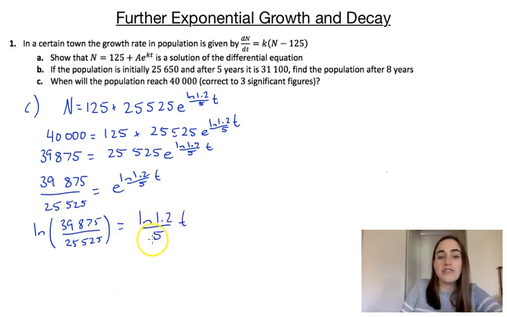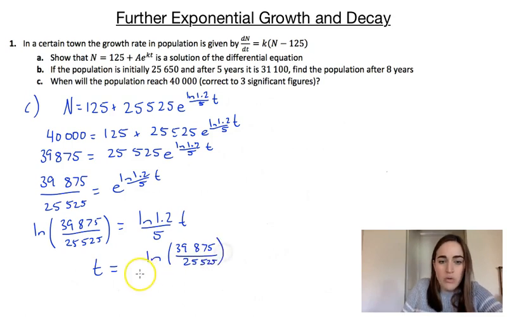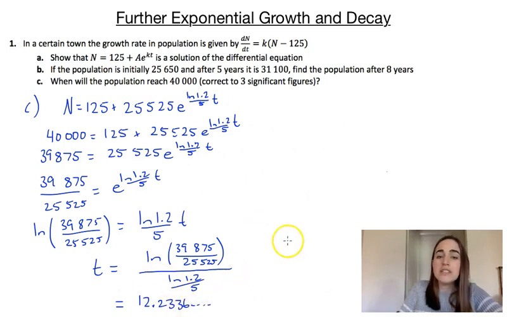And now I can divide each side by ln 1.2 over 5. So I'm going to have the natural log of this whole number here, and that whole thing is going to be divided by my natural log of 1.2 divided by 5. And if I work that out, it's going to give me 12.2336, and it keeps going. To 3 significant figures, we're therefore going to have 12.2 years.